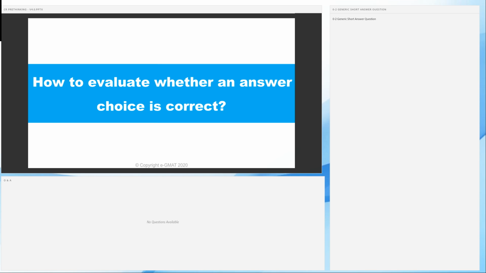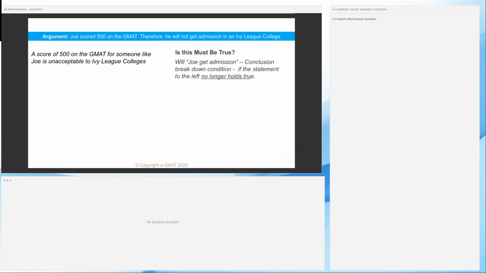Now, how do we evaluate whether the answer choice that we've chosen is correct? How do we evaluate its must be true aspect? Let's look at the answer choice that we said is correct: a score of 500 on the GMAT for someone like Joe is unacceptable to Ivy League schools. Now, the question we have to ask is, will Joe get admission if this statement no longer holds true?